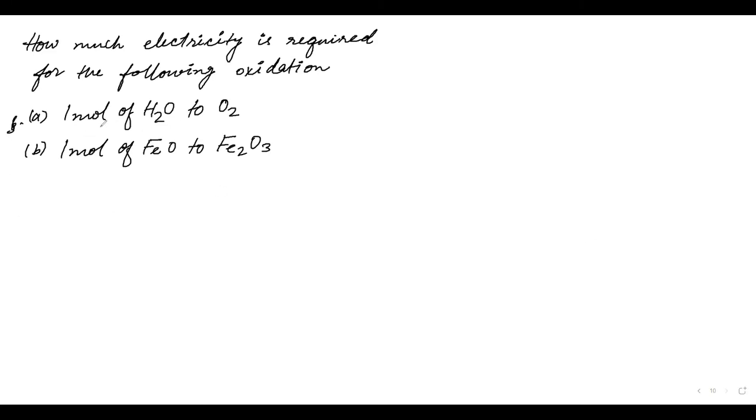Okay, for the first question, 1 mole of H2O is oxidized to O2. Achha, I have a question for you. In H2O, what will get oxidized and what will get reduced? Can you say anything about that? If I say just H2O and if I want to reduce it, that means I want to add electrons. So what will be the product?